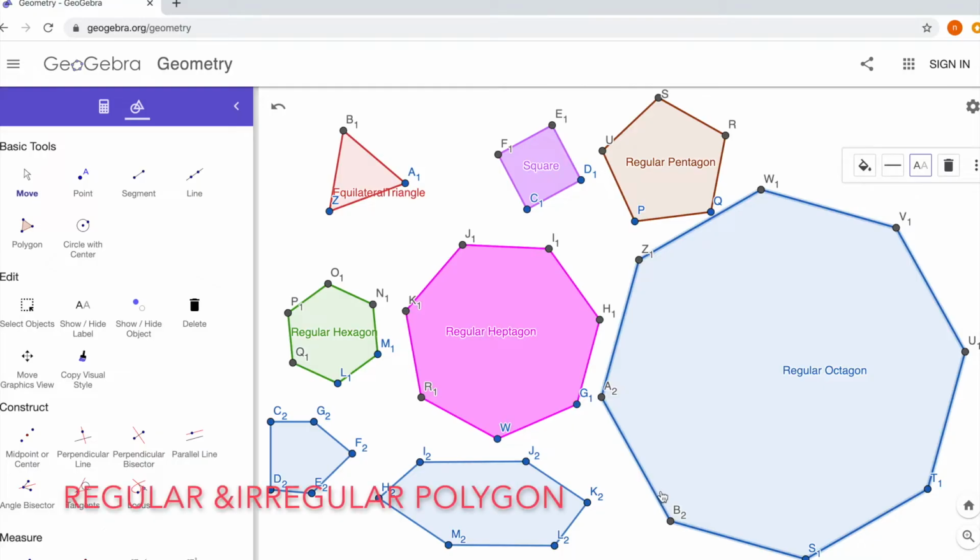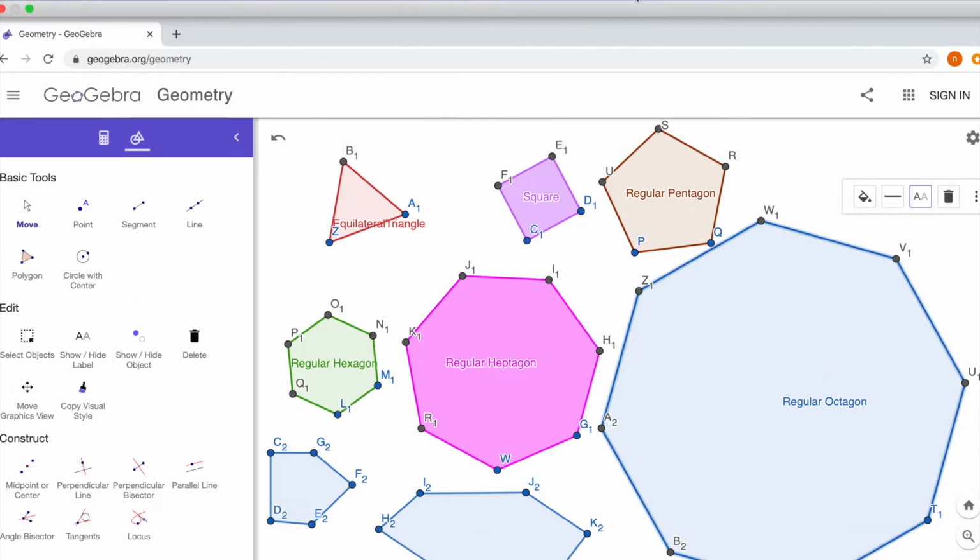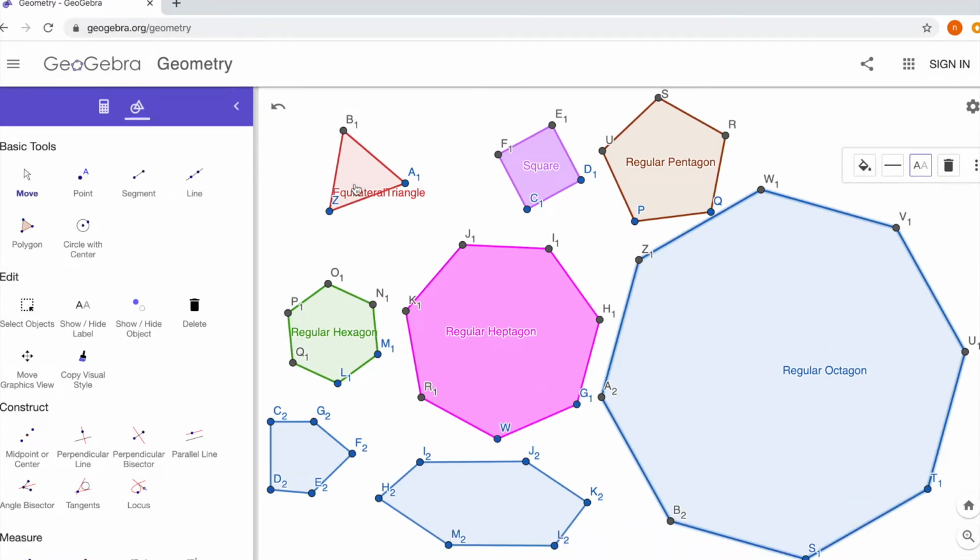Hello everyone. Today I am going to explain about regular and irregular polygon. So if we talk about regular polygon, we see that three sides and three vertices, a closed polygon, it is an equilateral triangle. If we talk about four sides, vertices, closed figure, it is a square.